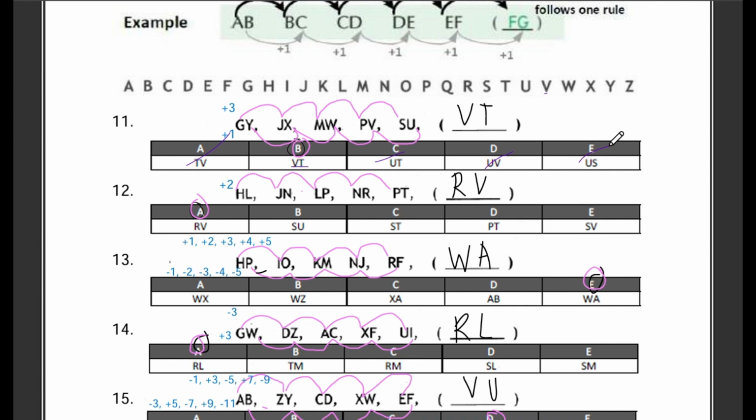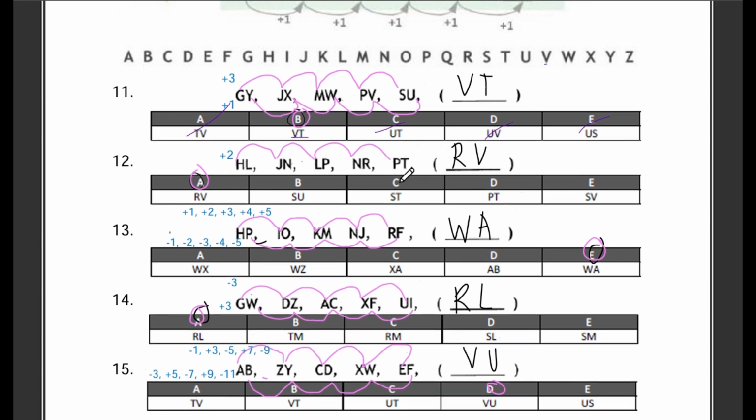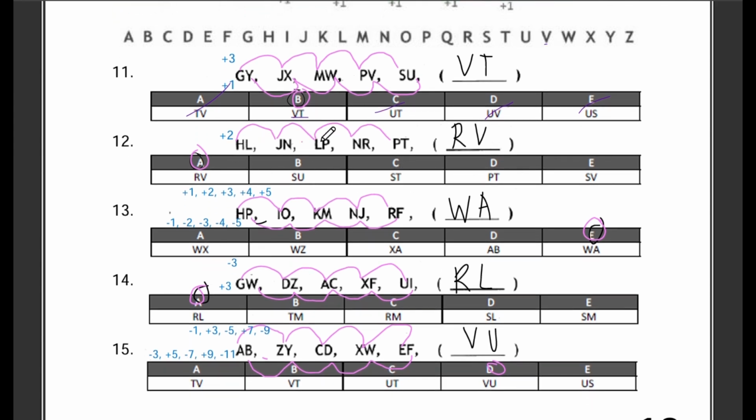Question 12. Here's our next question. Series HL, JN, LP, NR, PT. What comes next? Options: A, RV; B, SU; C, ST; D, PT; E, SV. The correct answer is A, giving RV.